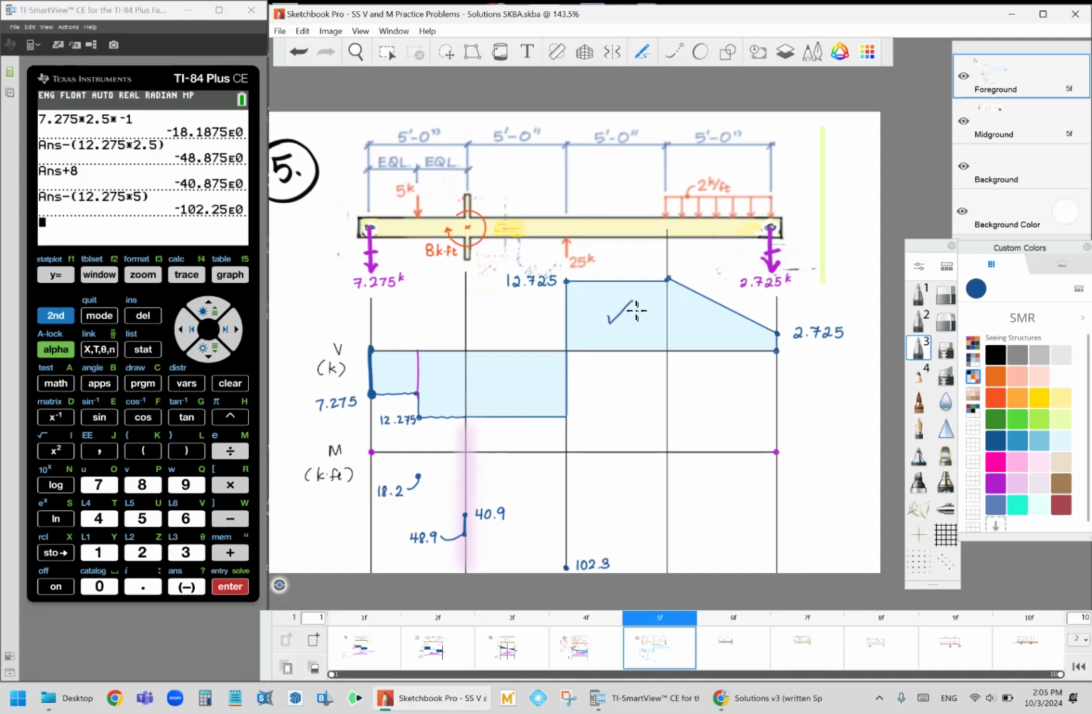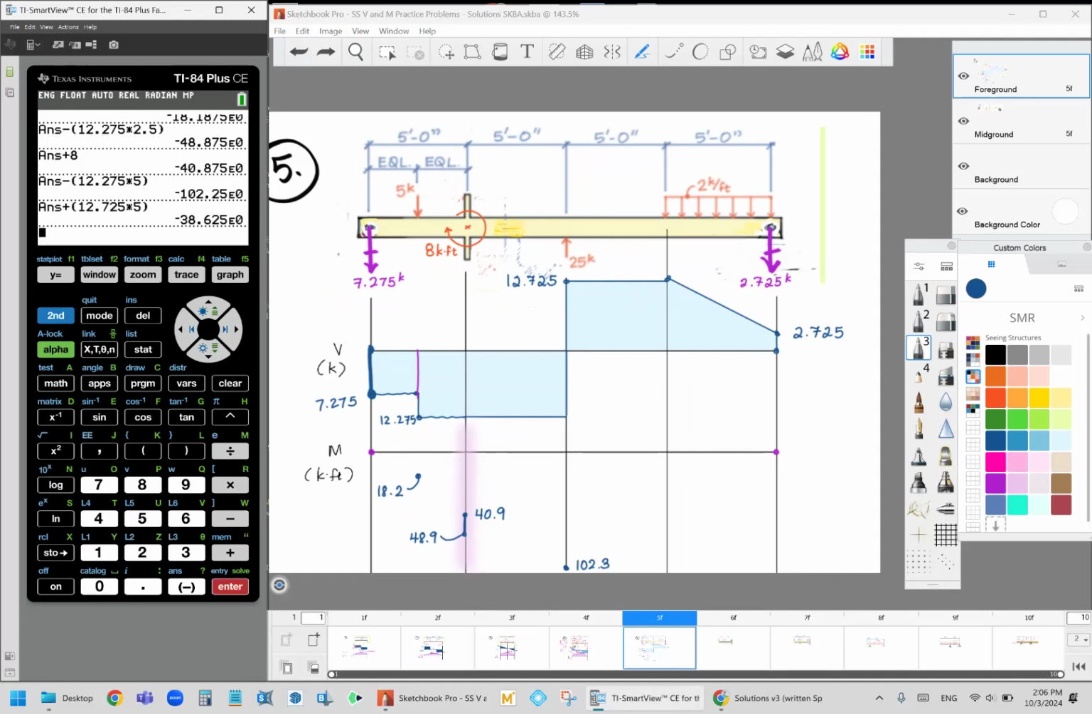Okay, let's do this positive area. So finally a plus sign. 12.725 times 5. Okay, that gets me up to negative 38. So somewhere around here.